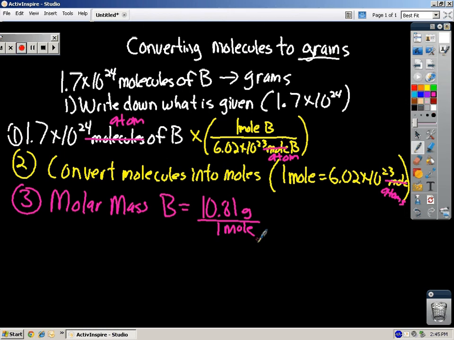That's step 3 that we would do. The molar mass is just basically looking at your periodic table, looking at the mass of boron in this case, and then putting that into your molar mass, into grams per mole.